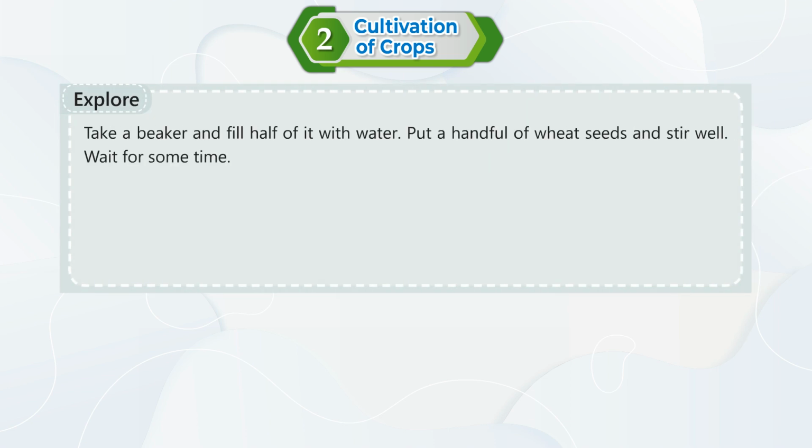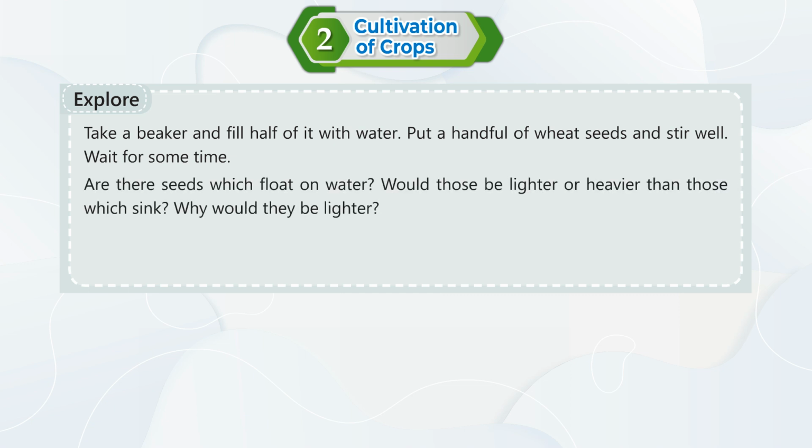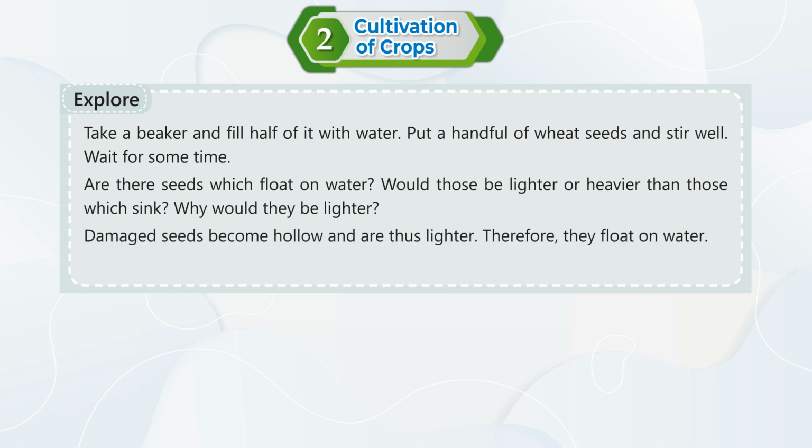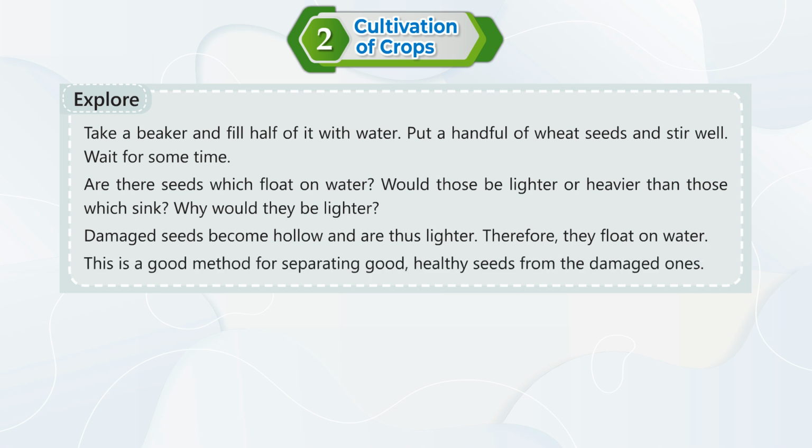Explore. Take a beaker and fill half of it with water. Put a handful of wheat seeds and stir well. Wait for some time. Are there seeds which float on water? Would those be lighter or heavier than those which sink? Why would they be lighter? Damaged seeds become hollow and are thus lighter. Therefore, they float on water. This is a good method for separating good, healthy seeds from the damaged ones.